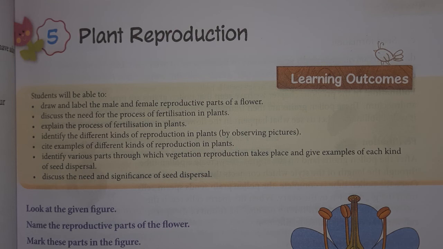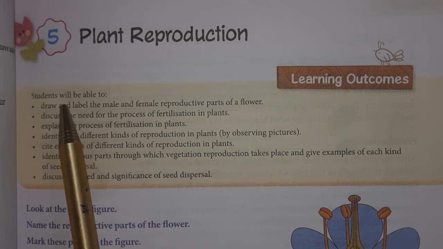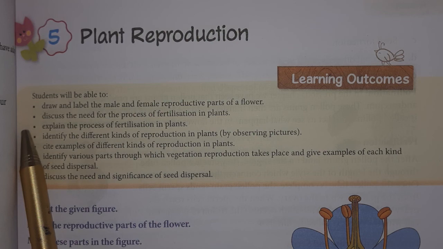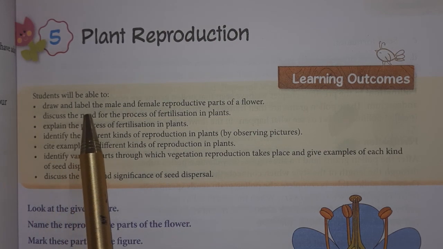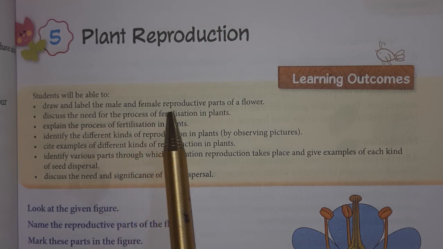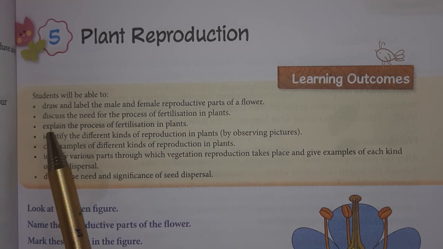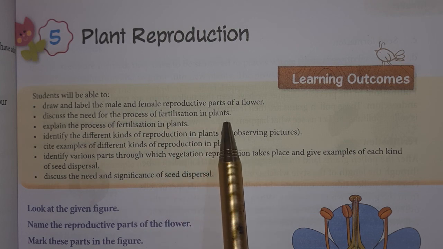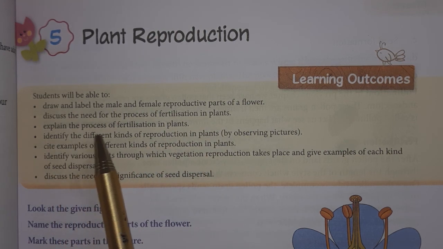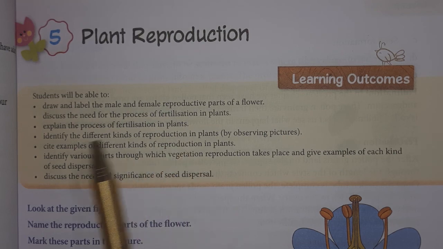So chapter 5. We will start chapter 5, lesson 5, plant reproduction. After completing this chapter, you will be able to draw and label the male and female reproductive parts of the flower. Discuss the need for the process of fertilization in plants. Explain the process of fertilization in plants.